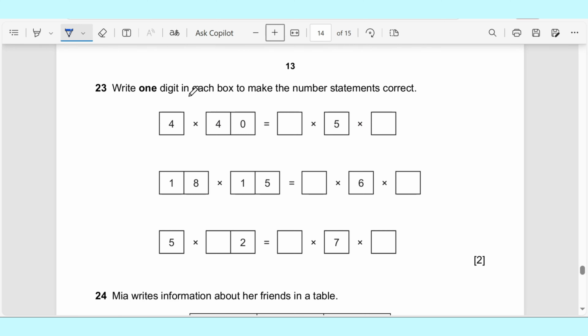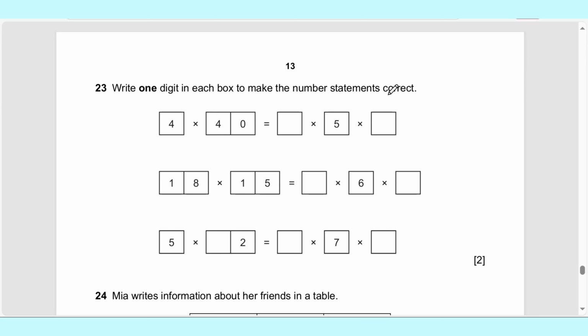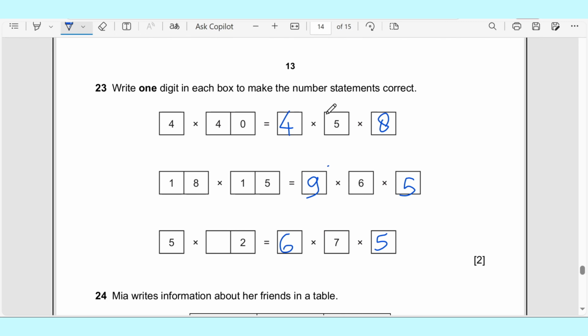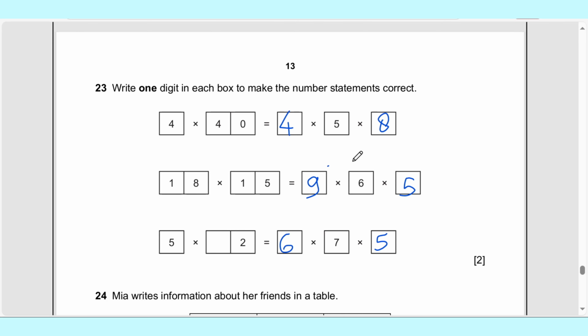Write 1 digit in each box to make the number statement correct. Here we go. These blanks we have to fill. Okay guys, let's check out the answer. So here we go. This is 4 times 5 times 8, 9 times 6 times 5, 6 times 7 times 5. So how do we get the answer?